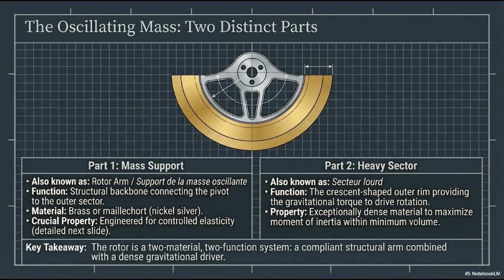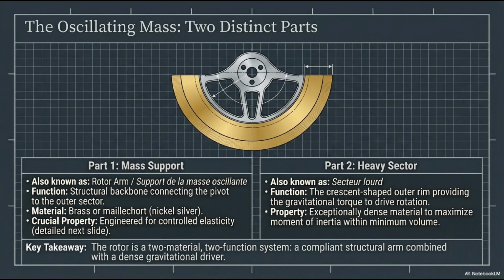Now, let's dissect the physical anatomy of the oscillating mass itself. A modern rotor is not just a single chunk of metal, it is a highly engineered, two-part system designed to maximize gravitational pull while surviving brutal shocks. Look at part 1, the mass support, also known as the rotor arm or support de la masse oscillant. This is the inner structural backbone that connects the delicate central pivot to the heavy outer rim. It is typically machined from brass or maillechort, which is nickel-silver. The most crucial property of this arm is not rigidity, but engineered, controlled elasticity, which we will explore in the next slide.